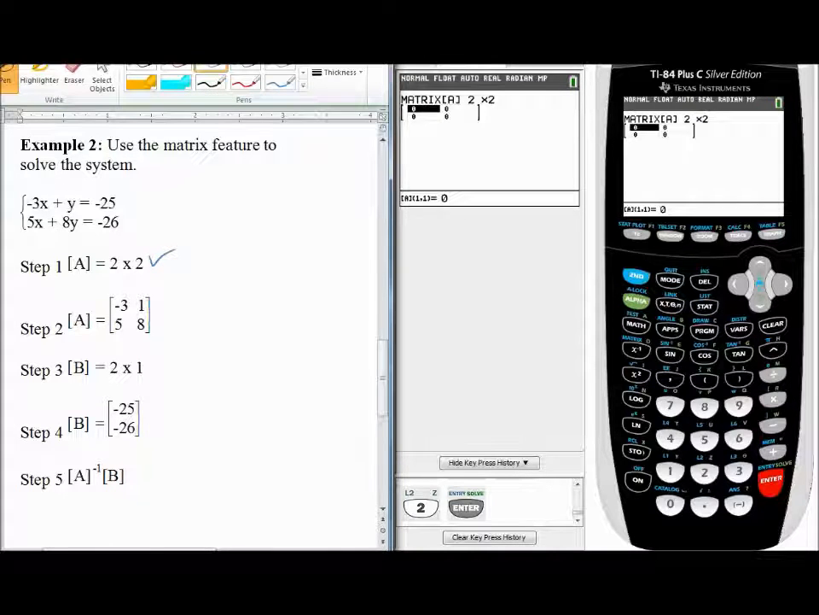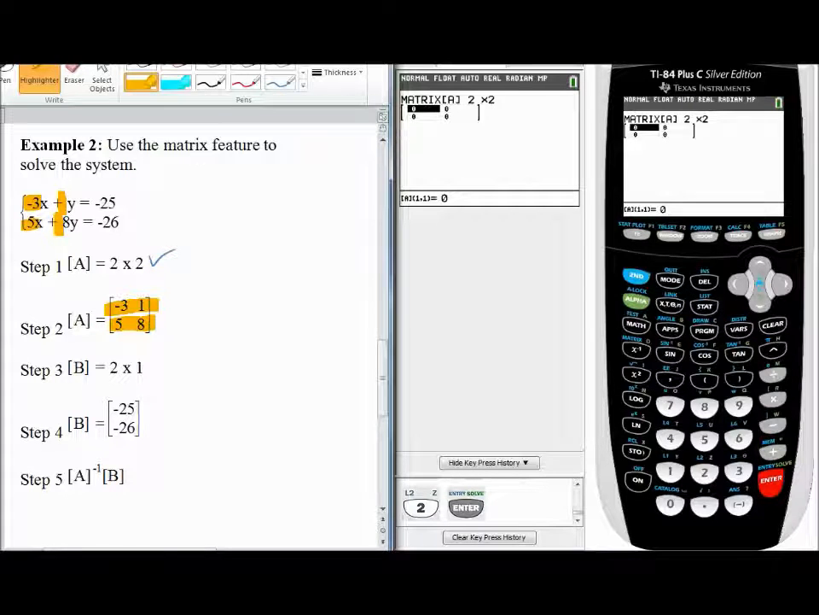Now we're ready for step 2. Well, you may be saying, okay, that's real pretty, but where did you get these numbers from? I got the numbers from the actual equation, the actual system. I'm using my coefficients. So for the first equation, my x coefficient is -3. The y is 1. Remember, when you don't see a number, it's understood that there's a 1 there. For the second equation, my x coefficient is 5 and my y is 8. Okay, so that's where I got these numbers from. And also notice that I put them in the same order. I have at the top -3 and 1, and at the bottom 5 and 8.